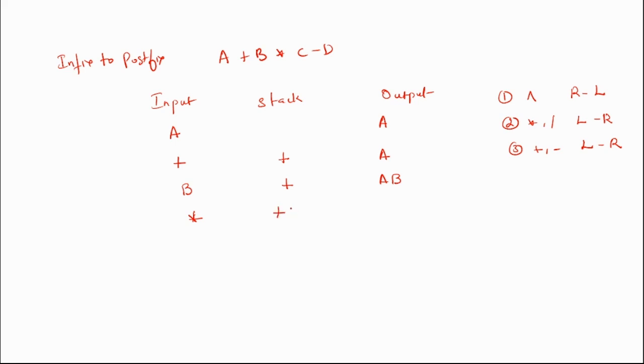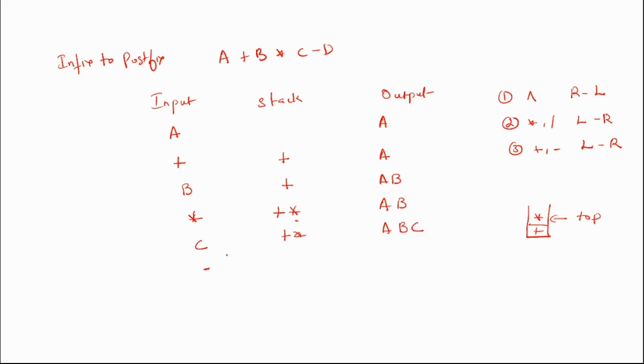Therefore here, plus and multiplication, with A and B in the output. I am writing multiplication on the right-hand side of plus, so basically this becomes the top of the stack. I have plus and multiplication here, and star is the top of the stack, correct? Now comes C. C is not an operator, therefore I'll just write A, B, C, right?